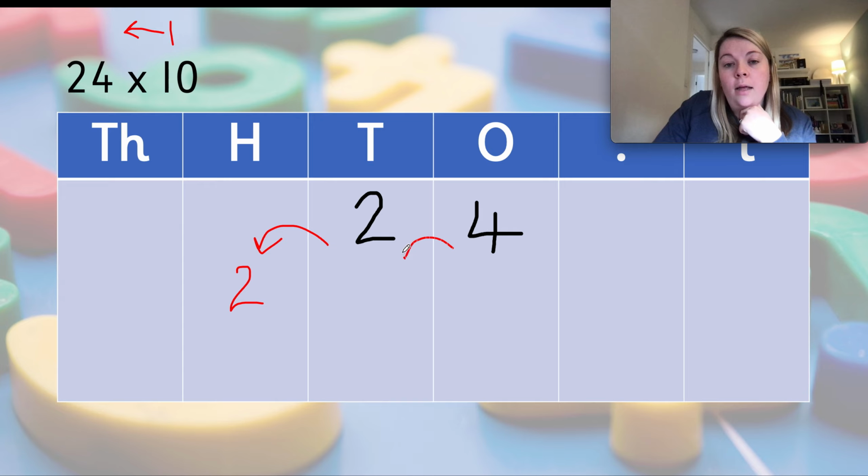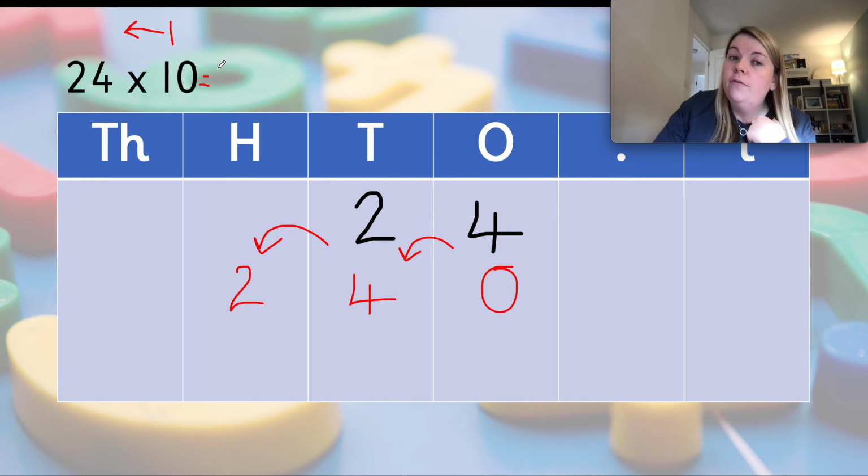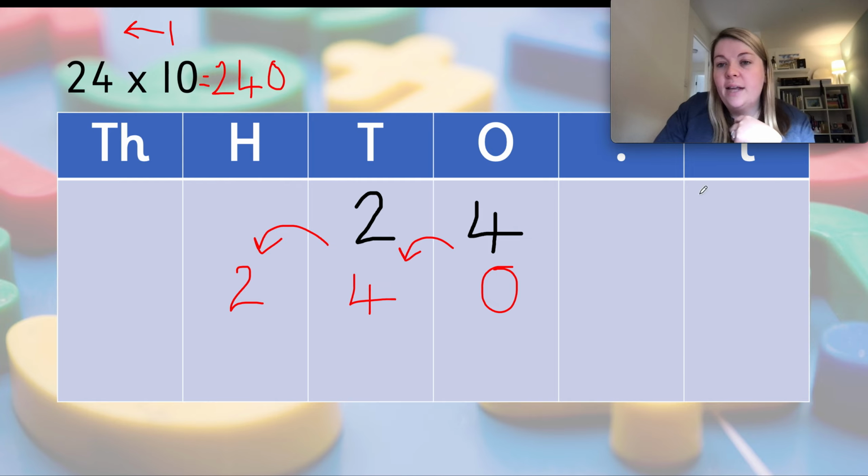And my 1 is going to move one place value column to the left to the tens, and a 0 goes in the empty place value column. So it becomes 240. So 24 groups of 10 is 240. Don't worry too much about your decimal points, boys and girls. That's just your place value grid, so you don't need to worry about that just now. Just put your empty place value columns before the decimal point just now.